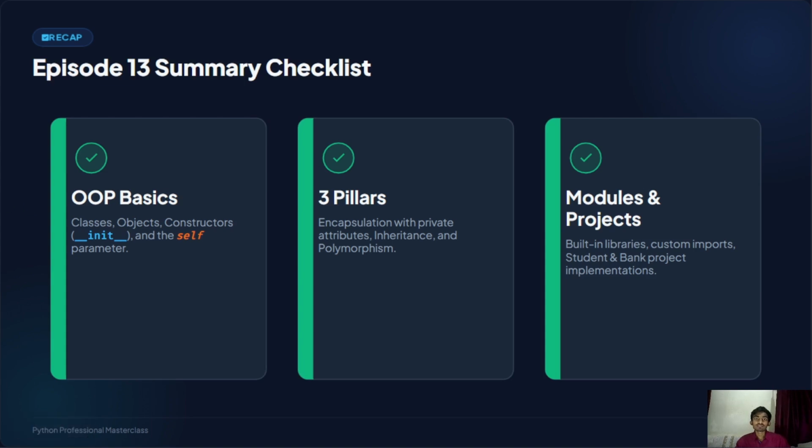Now let's summarize what we have done today. Let's quickly revise. We started by understanding why object-oriented programming is important. Then we learned what classes and objects are. After that, we explored constructors, the self parameter, instance attributes, class attributes, and methods. Next, we studied the three major OOP pillars: encapsulation, inheritance, and polymorphism. Then we moved to Python modules, learned how to use built-in libraries, and finally built basic student management and bank applications.